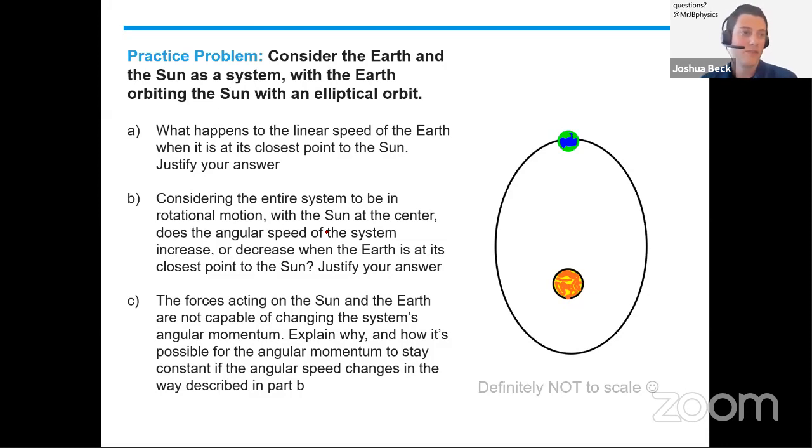if this angular speed changes the way that you described in part B. All right, I'll leave this up here for another second. Feel free to screenshot this if you need to. This is what we're going to start class off with tomorrow.